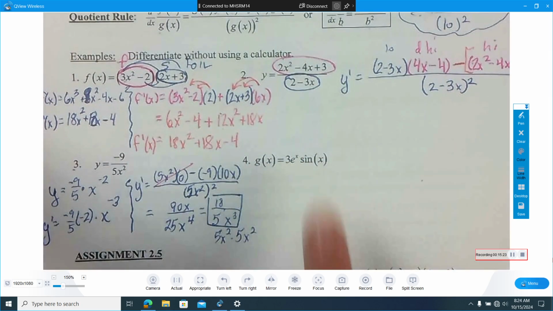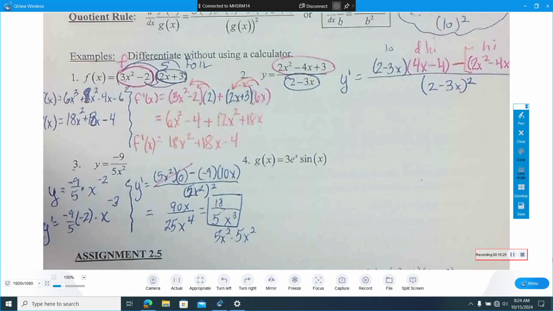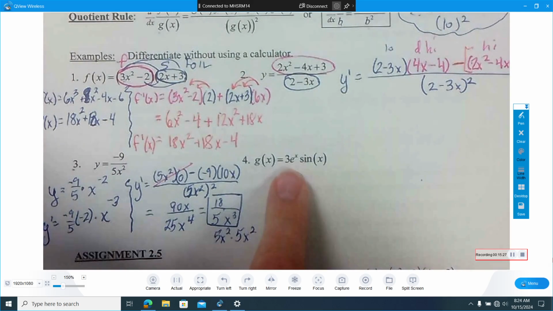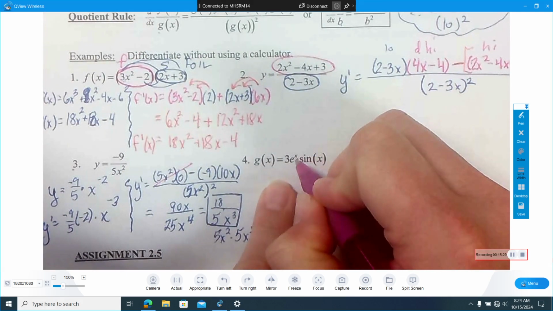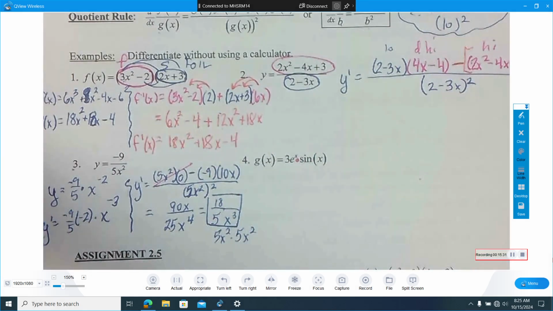All right, last one here. This one is a product. We have 3e to the x times sine of x. So again, it is a product rule. And again, there's multiple ways to do this. This 3 could be pulled all the way out in front, and I could worry about it at the very end, which is what I did initially.